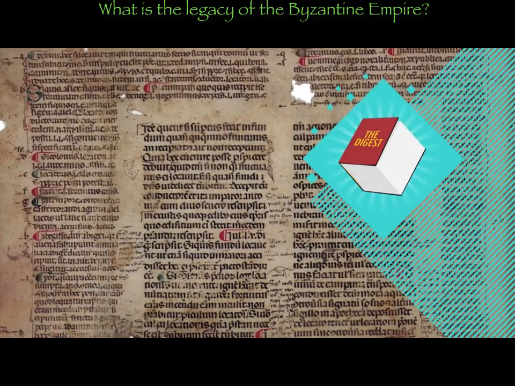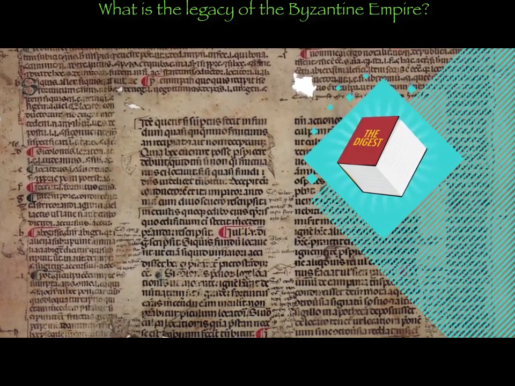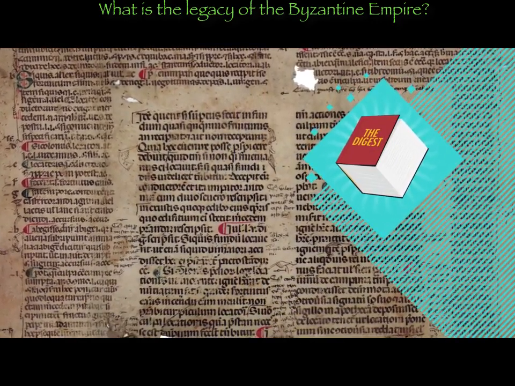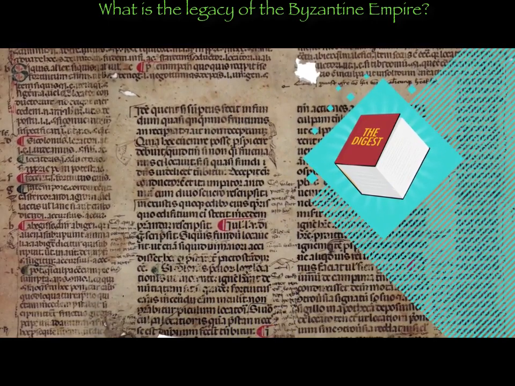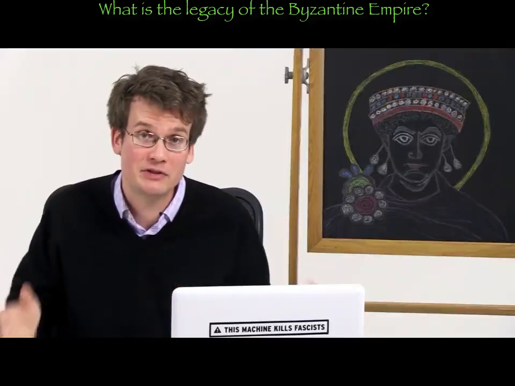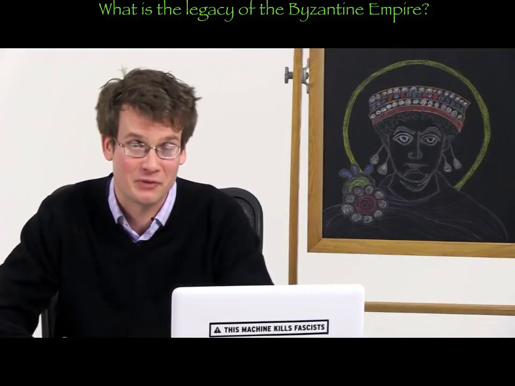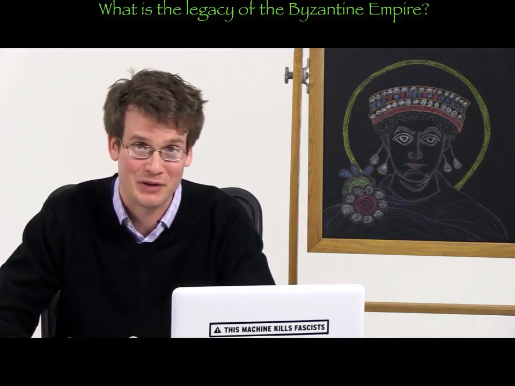In 533, Justinian published the Digest, an 800,000-word condensation of 1,528 Latin law books. And to go along with this, he published the Institutes, which was like a curriculum for the Roman law schools that existed all through the empire.